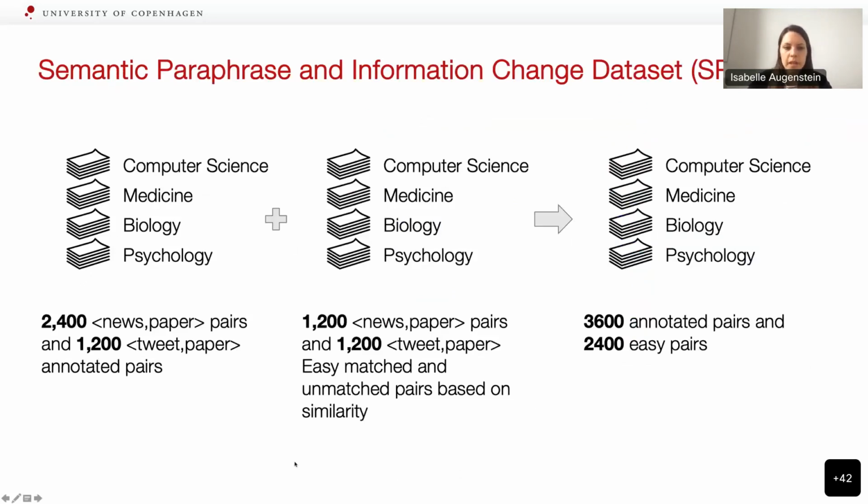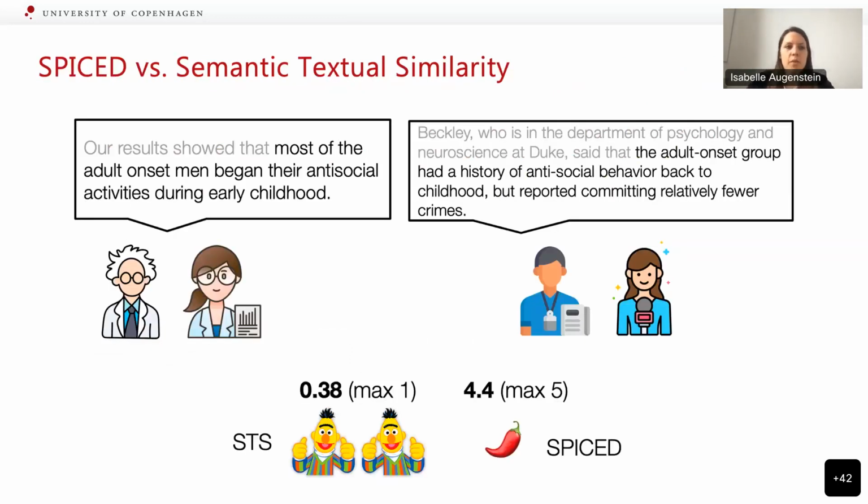In addition to these pairs, which are manually annotated, we also have so-called easy pairs, where we just take things at the extreme end, where the semantic textual similarity model predicted close to 0 and close to 1, and we call them easy matches or easy pairs, where it's completely different in terms of the information content. And the final data set we call SPICED here.